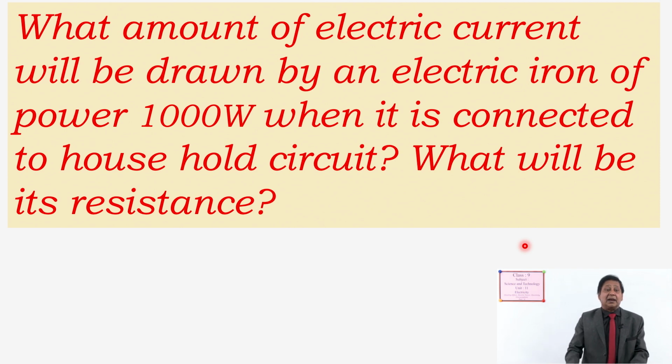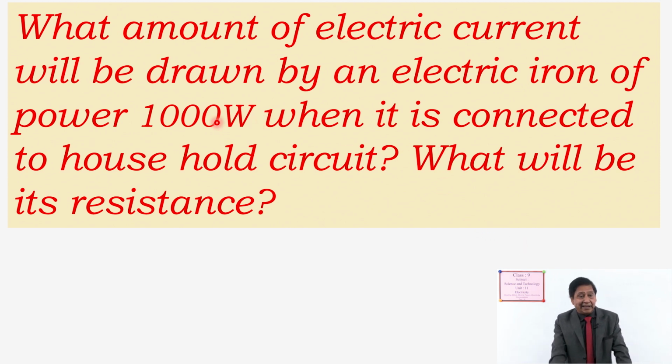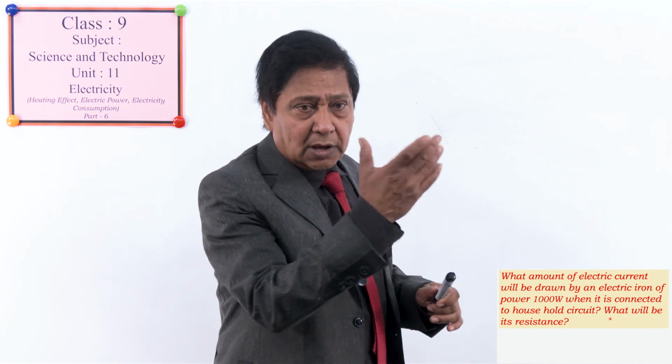Okay, look at this. What amount of electric current will be drawn by an electric iron of power 1000 watt when it is connected to a household circuit? What will be its resistance? So this is a very practical matter. If you are connecting a heater of 1000 watt in your household circuit, then what amount of current is drawn by this electric iron, and what is the value of resistance? Okay, let's solve this numerical problem.